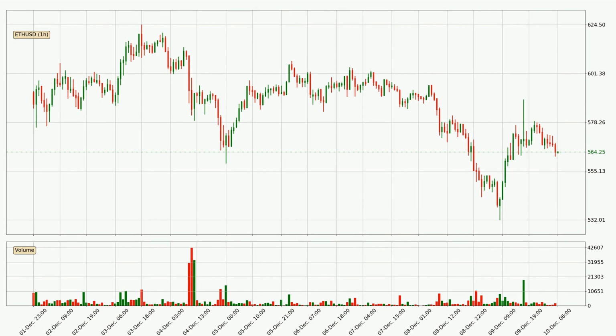Looking at the Ethereum hourly time frame, the price went up by around 2.8% in the last 24 hours, with a current price of 564. The volume was actually high, showing that this move was strong and the buyers are taking over.